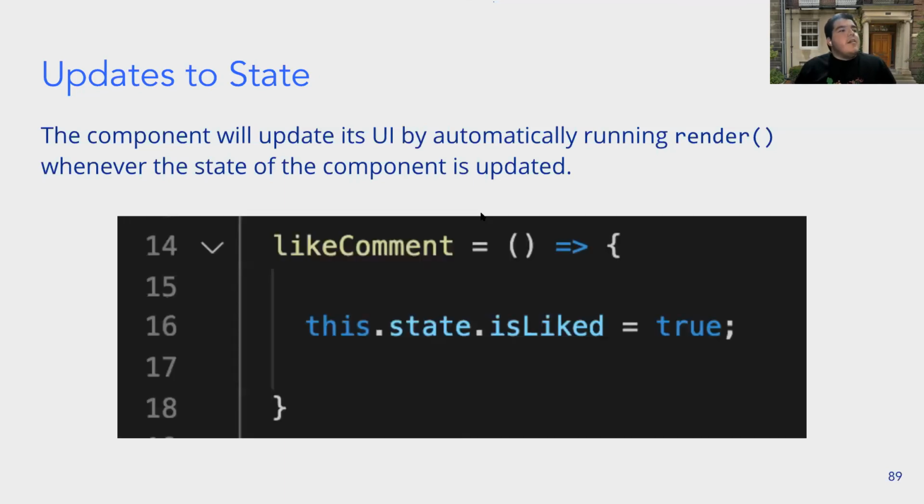So how do we update state, right? Let's say we define this function called like comment, that when we click on the comment, it'll execute this function, and we want to indicate that we've liked the comment, and we want to show the like button. So, this.state.isLiked equals true.